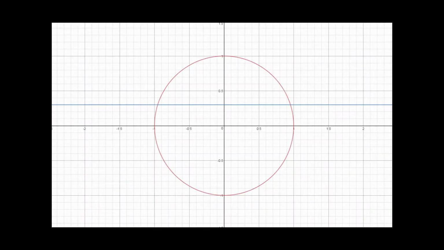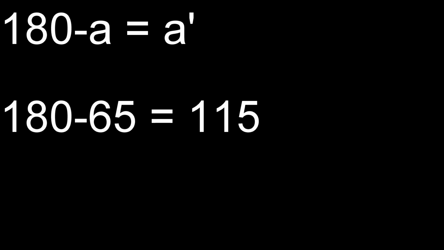But if we look at the unit circle, we can see that basically every sine value can be achieved from two different angles. We can get the corresponding angle by subtracting the original angle from 180 degrees. In our example, 115 degrees is in fact 180 degrees minus 65 degrees.